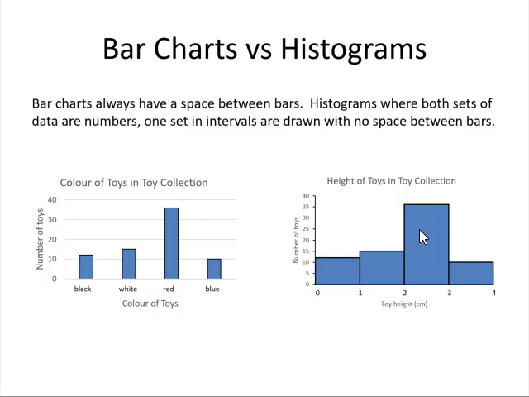Bar charts always have a space between bars. You can see that here we've got colour of toys in a toy collection. There's a big space between each bar and between the axis and the first bar. Histograms, where both sets of data are numbers, one set in intervals, are drawn with no spaces between bars. You can see that here with the height of toys in a toy collection. The toys between 0 and 1 centimetre, 1 to 2 centimetre, 2 to 3 centimetre, and those between 3 and 4 centimetre can be anywhere in that interval, and clearly they follow on from each other, so it makes sense that they have no gap.